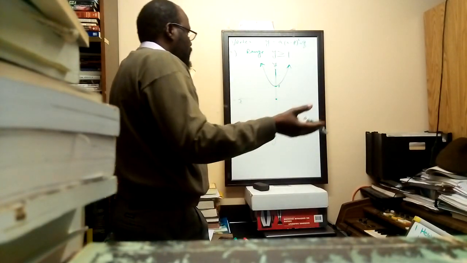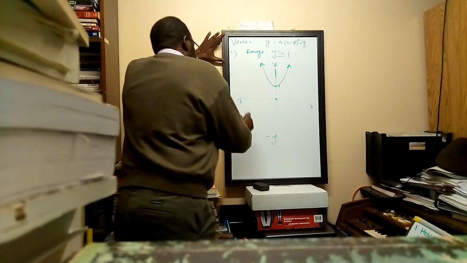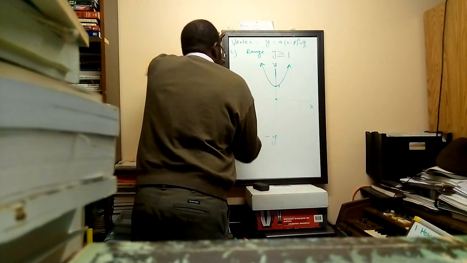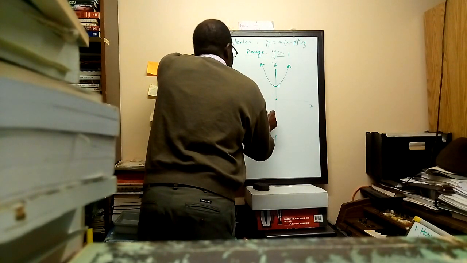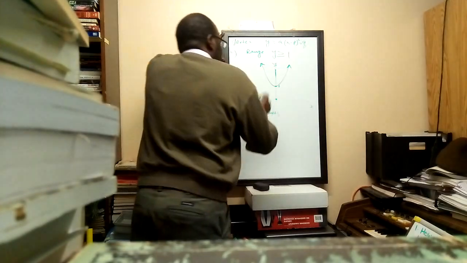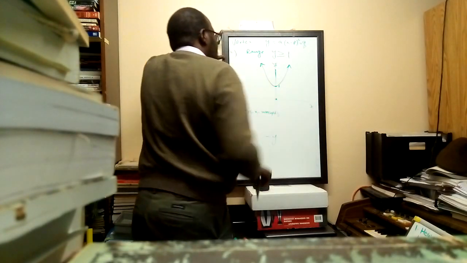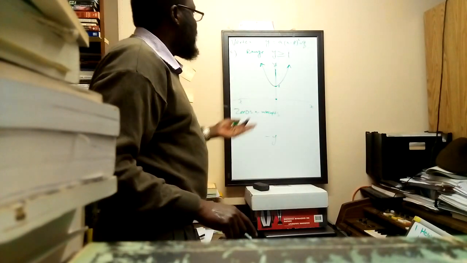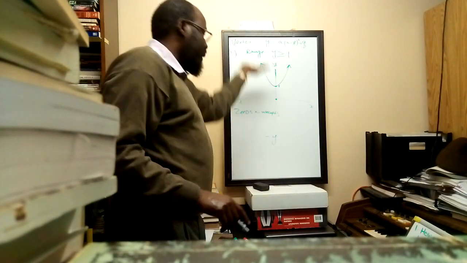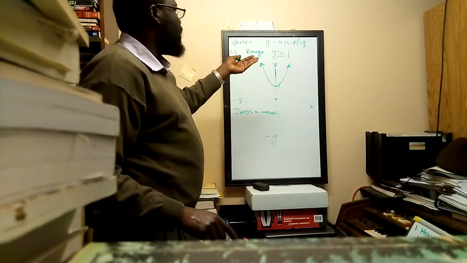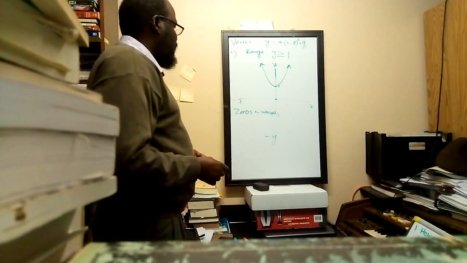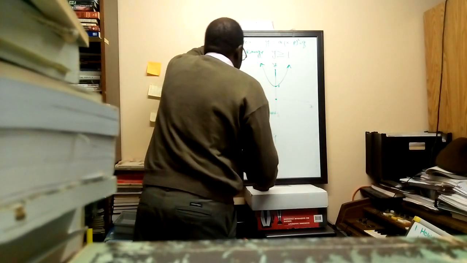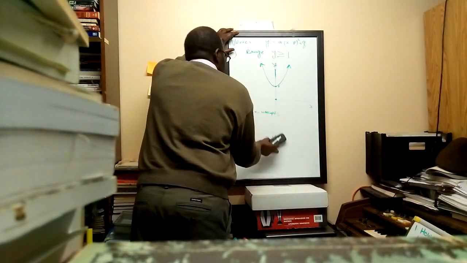So now we have 0. So from here we could see we have no x-intercept. So this is our graph, and it is above the x-axis because the range is y greater than or equal to 1. So basically that's what we have there.